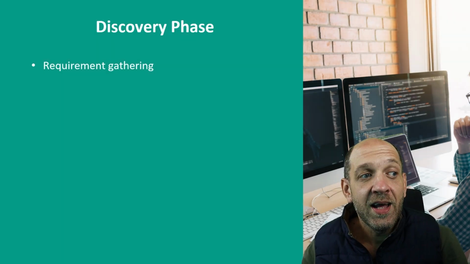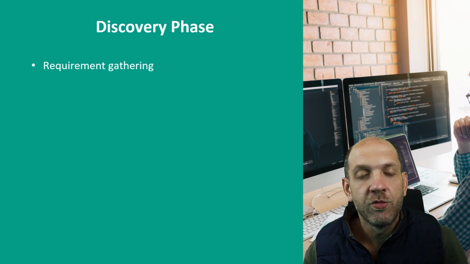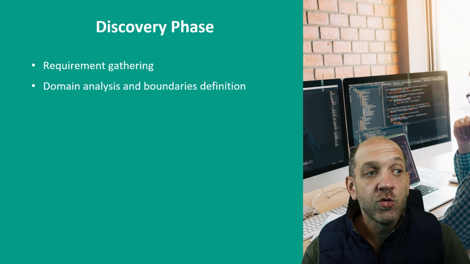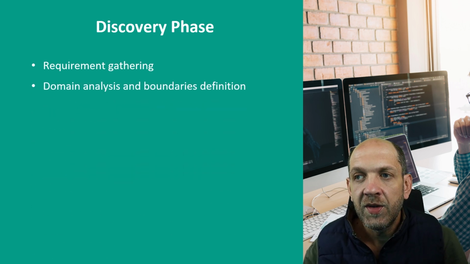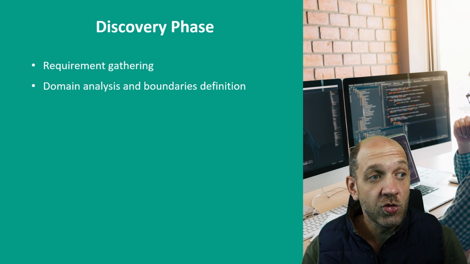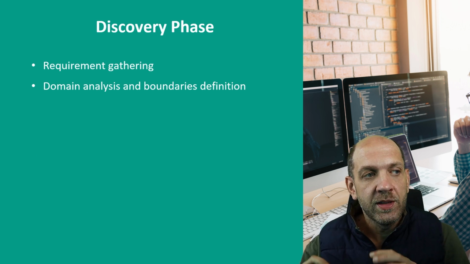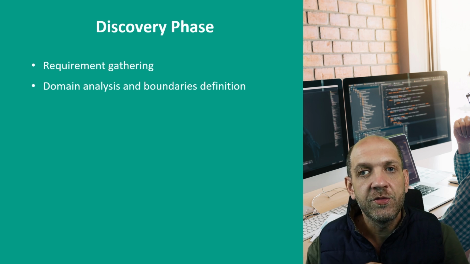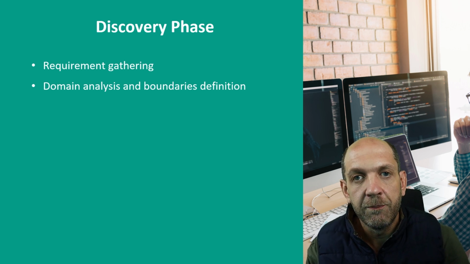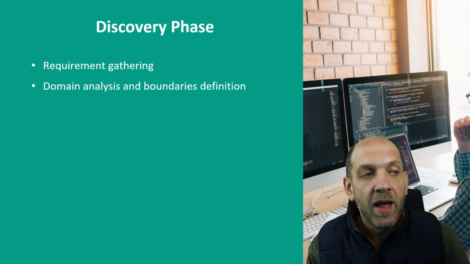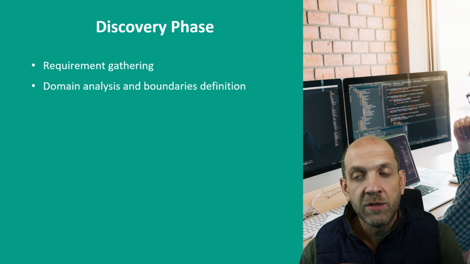Now, the next thing that happens after you have these requirements is that you need to start a domain analysis and boundaries definition. So you say, okay, these are the requirements. Now, how do I define the different logical boundaries in which some business transactions or business operations happen? And how would I actually do that in my application?